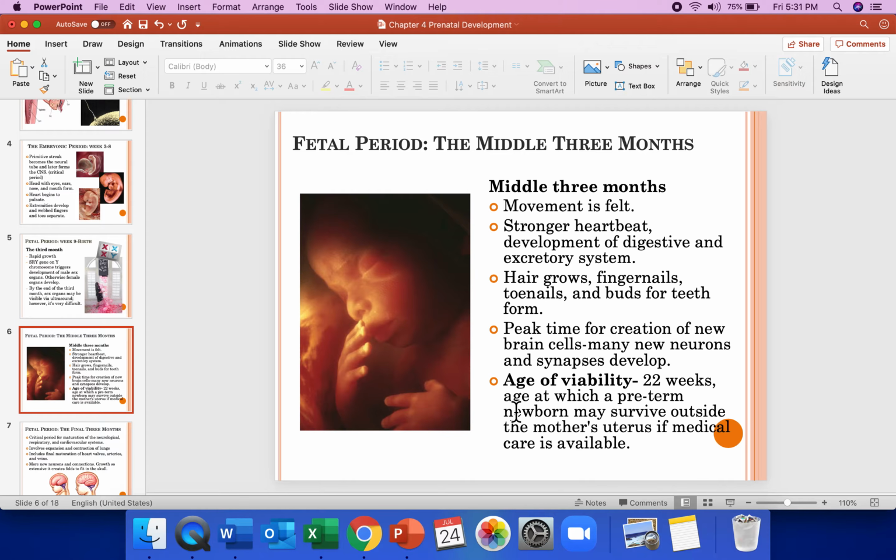So 22 weeks is what scientists believe is the age of viability, and this is when a preterm newborn can possibly have a chance of survival outside the mother's uterus. Before that, it would not be possible, simply because the systems are not developed. So with 22 weeks, the systems are underdeveloped, but they're there. And with the support of a lot of medical intervention, of course, an incubator and neonatal unit, then there is a chance for that baby to develop.